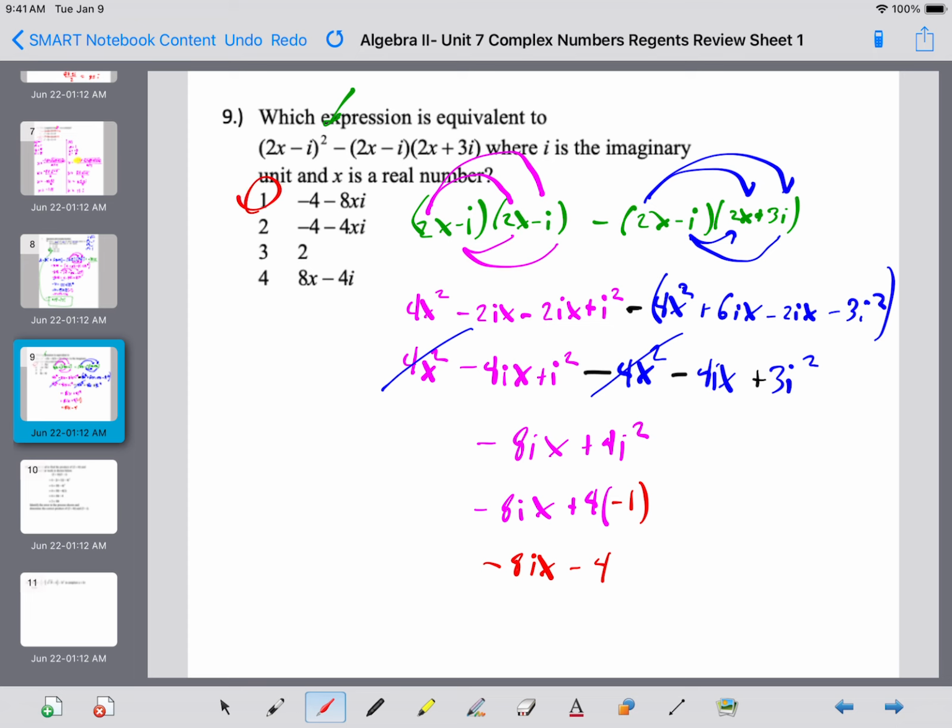So that's your answer. Again, you could have just chosen a value for x, a random value, and just plugged in.